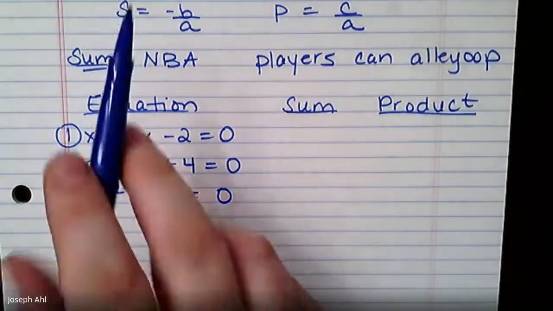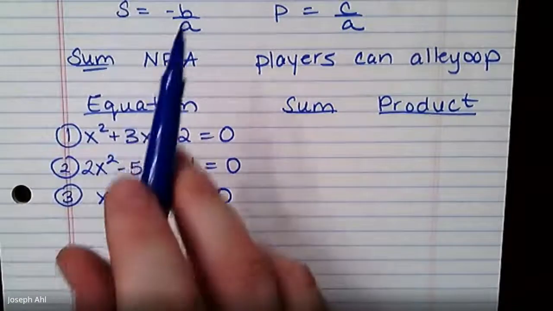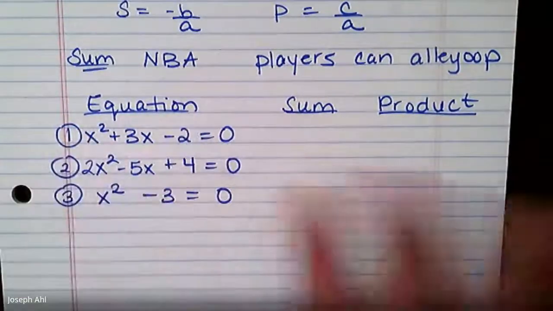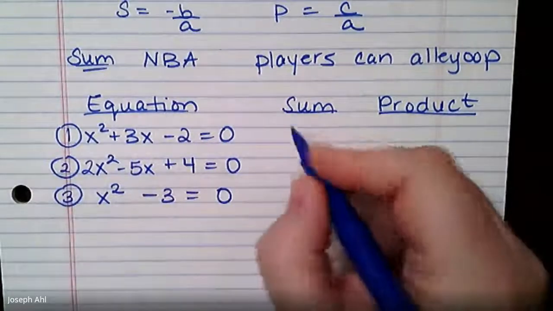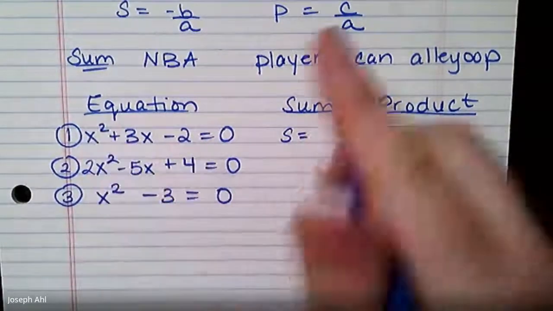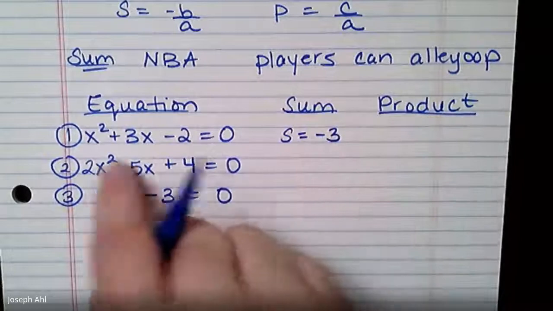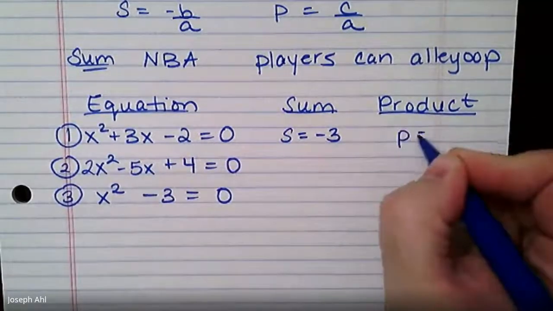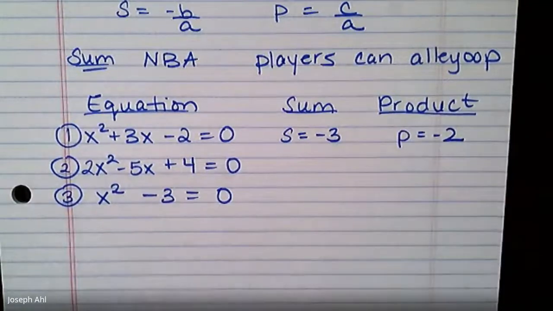If we know the rule that the sum is the opposite of the middle term over A, the product is C over A. Well, the nice thing about the first one I gave you is that the value of A is 1. So the sum of the roots given this equation would be negative 3, technically over 1, but we don't have to write that. And then the product would be keep the sign of the last term, so negative 2. Sum is negative 3, product's negative 2.